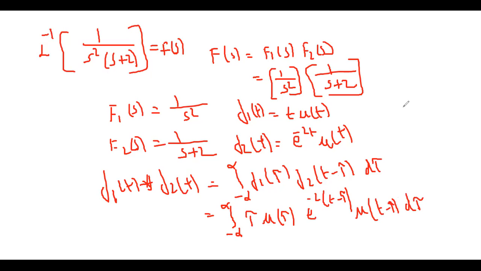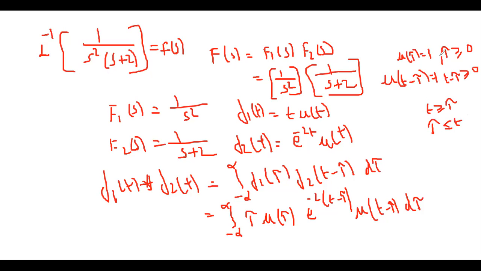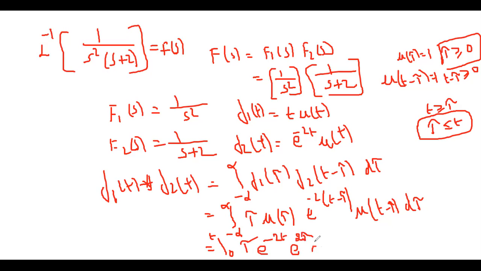Okay, what is mu of tau? It is equal to 1 for tau greater than or equal to 0. Similarly, mu of t minus tau is equal to 1 when t minus tau is greater than or equal to 0, that is, t is greater than or equal to tau, and tau is less than or equal to t. So using these two, tau lies between 0 and t. I am changing the limits now, 0 to t, and it becomes tau into e power minus 2t and e power plus 2 tau d tau.